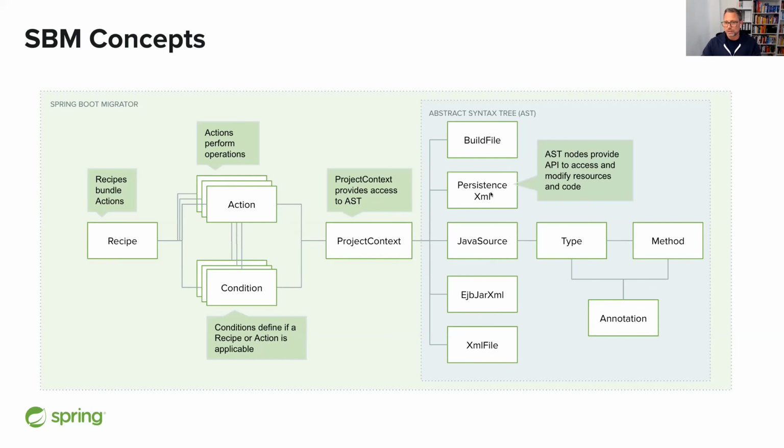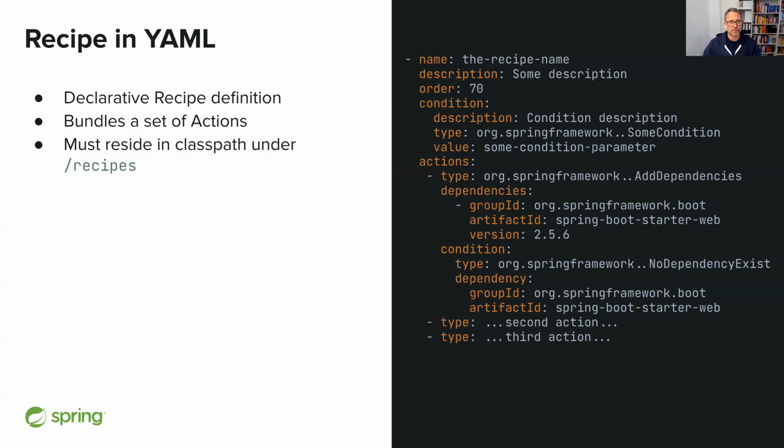There's the concept of specialized resources, things that have a certain meaning. A persistence XML, for example, is a plain XML file, but it has a certain meaning in the sense of a JEE application, so we have representations for these. Java source, obviously, is something you want to have, and it represents a Java source file with a set of types, and each type has a set of methods. They can have annotations, and so on and so forth. EJB jar XML is another example of a specialized resource. So that's, very roughly, the idea, and these are the main concepts behind the scenes.